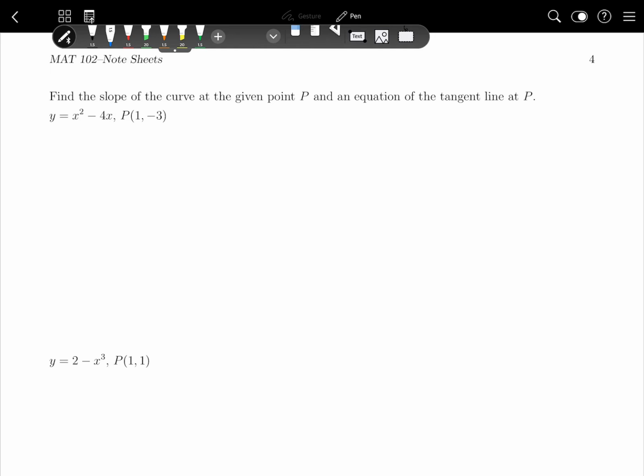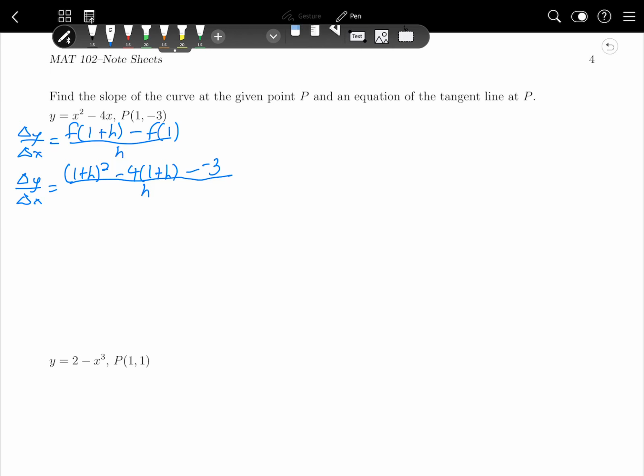Okay, so now that you've tried these, let's run through them together. So for the first one, it's delta y over delta x. So that's going to be f of 1 plus h minus f of 1 all over h. So f of 1 plus h, we plug that in for x. So that's 1 plus h squared minus 4 times 1 plus h minus f of 1, which is negative 3, all over h. Multiply these out.